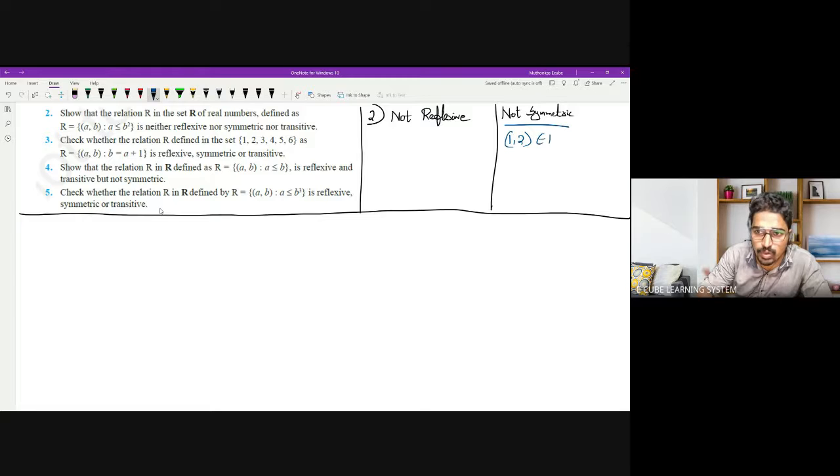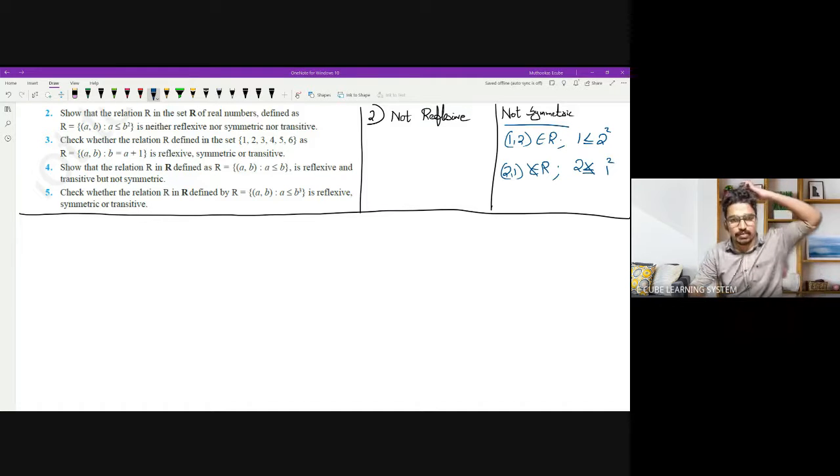1 2 belongs to our relation because 1 is less than or equal to 2 square. But 2 1 will not belong to our relation because 2 is not less than or equal to 1 square. 2 is greater than 1 square actually. So we got an example where there is an AB but there is no BA.